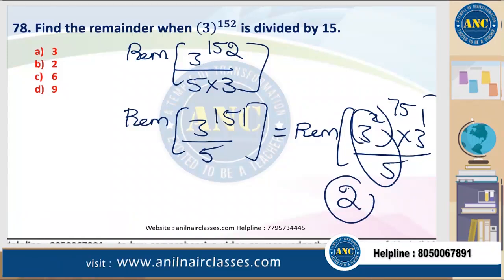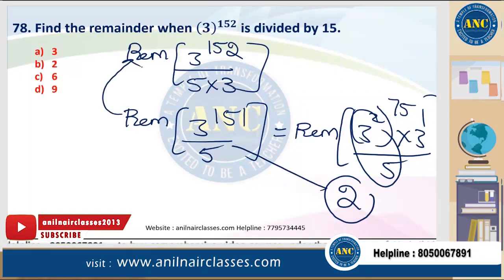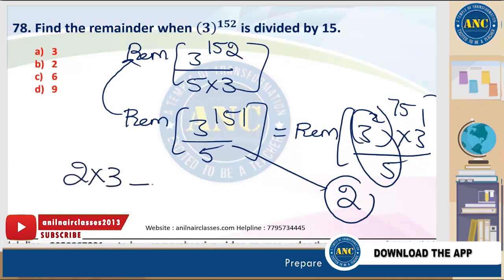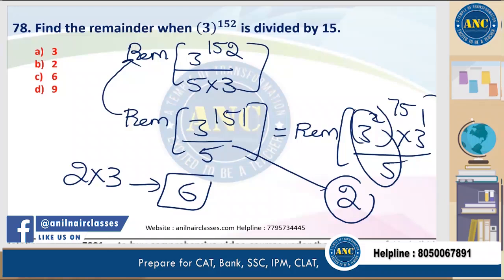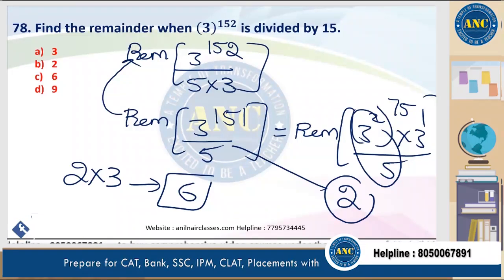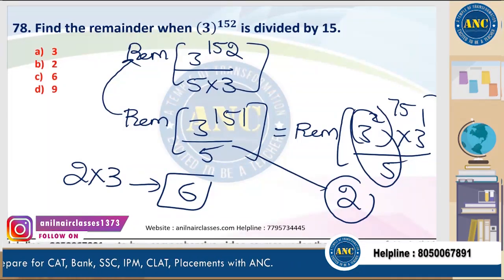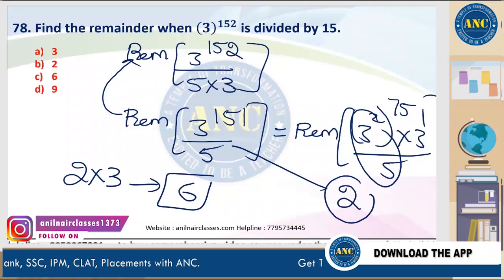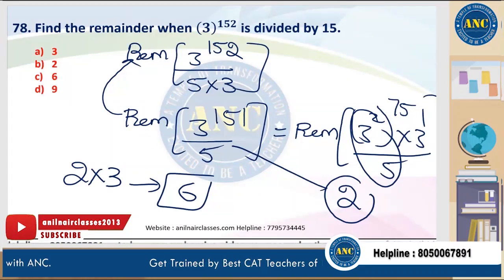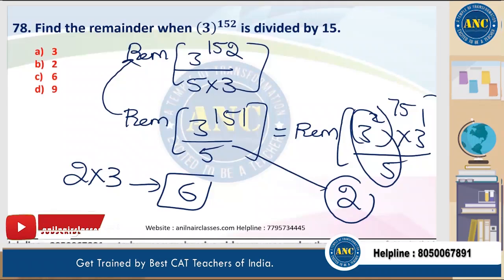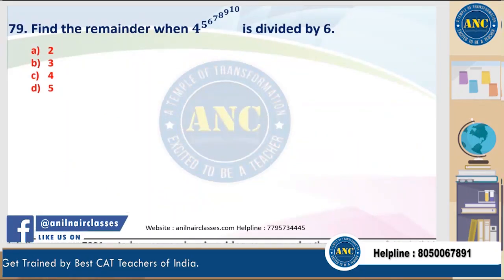2 is for 3 power 151. 2 is for this, but I want this. So multiply by 3. 2 into 3, answer is 6. Once you understand Chinese remainder theorem, these questions are very, very easy to solve. 78. I hope it is clear. 79.